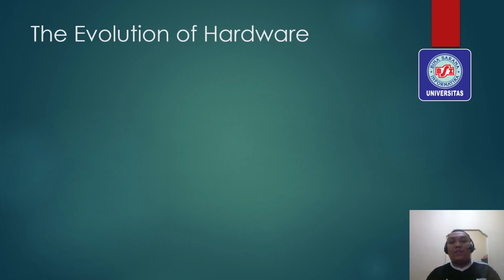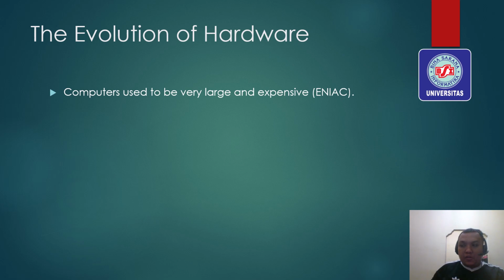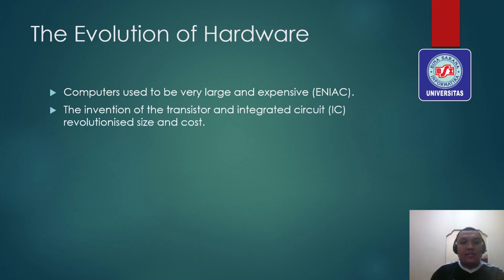Next is the evolution of hardware. A long time ago, computers used to be very large and expensive. Second, the invention of the transistor and integrated circuit or IC revolutionized size and cost. The size became smaller and smaller, while the cost became higher.